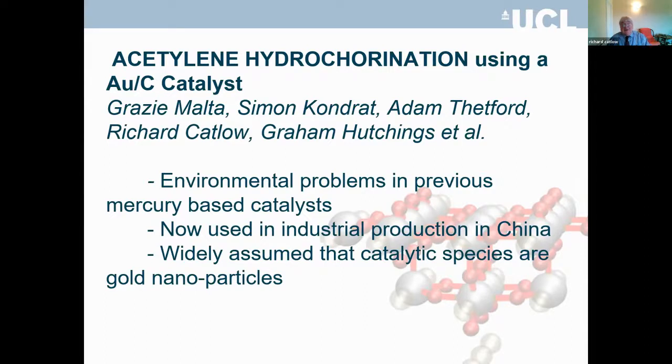Now, the catalytic process that has been widely used was based on mercury-based catalysts, which obviously gives rise to environmental problems. The catalytic technology, developed by Johnson Matthey but using Graham Hutchings' pioneering work, is now in industrial production in several areas of China, and is obviously environmentally far preferable. But we wanted to look at the fundamentals here, and that is, what are the catalytic active sites? Because it had been very widely assumed, quite reasonably, that the catalytic species are gold nanoparticles.